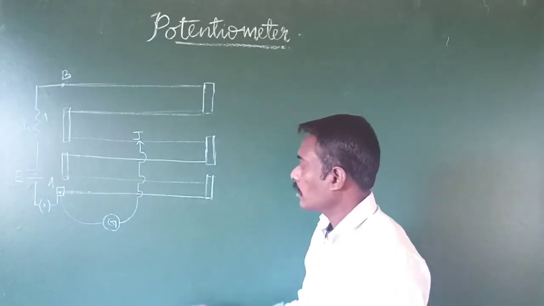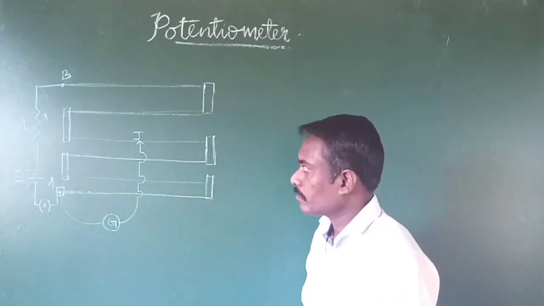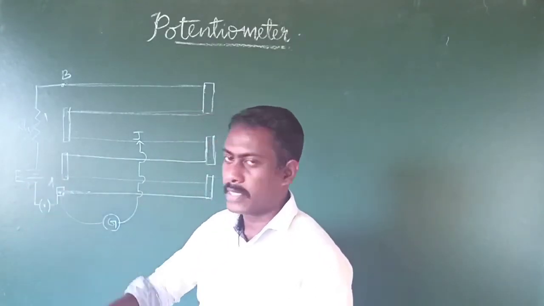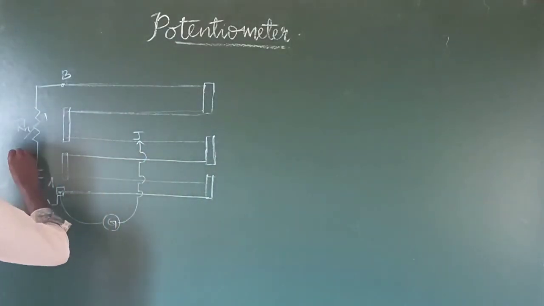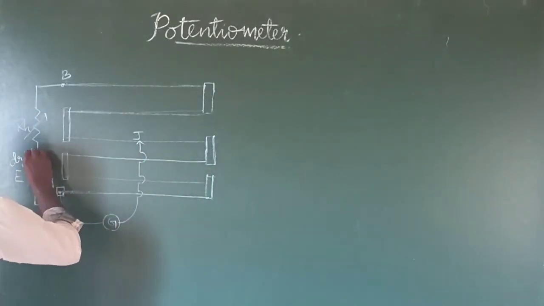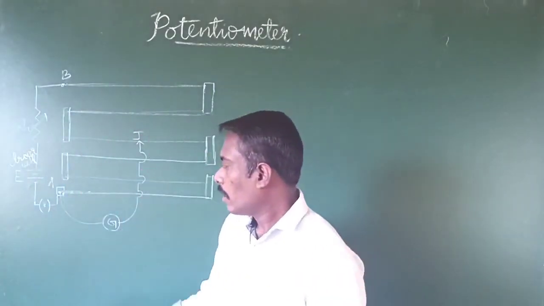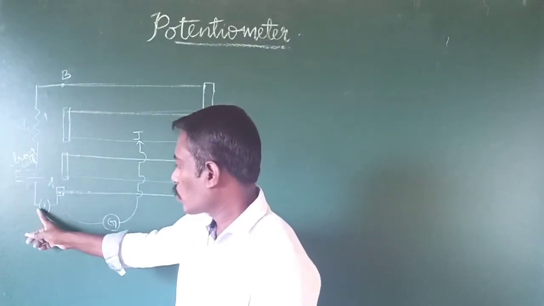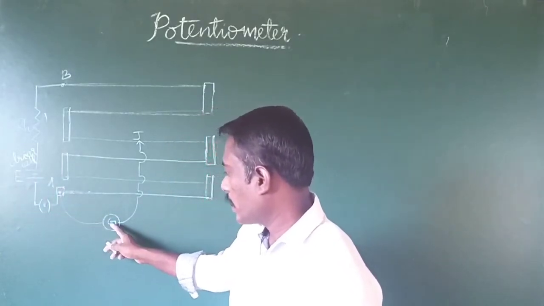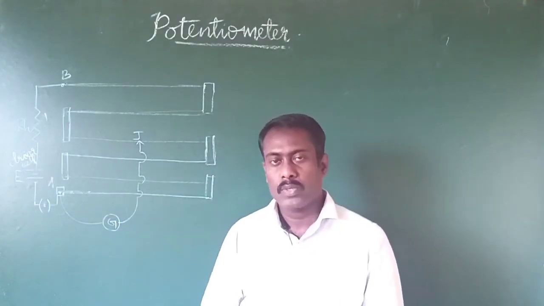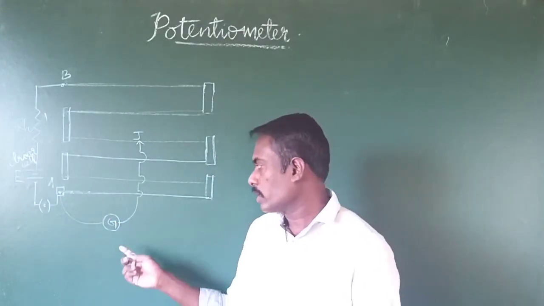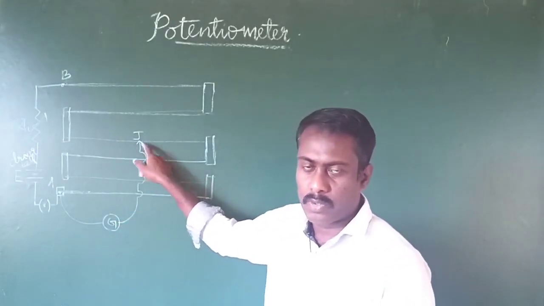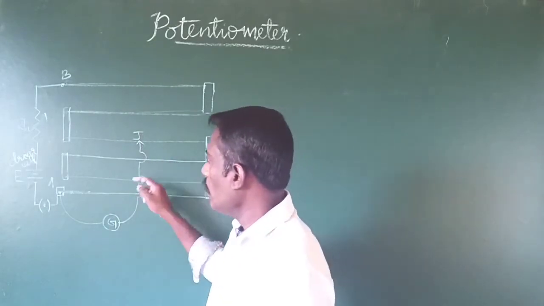From the figure we can understand that a battery, a cell, is connected to the potentiometer, and the cell is here known as a driver cell, which has an EMF E. It is connected to a key, and the key is then connected to a galvanometer. The galvanometer is used to measure the current flowing through the circuit, and it is then connected to a slider key, which is called a jockey.